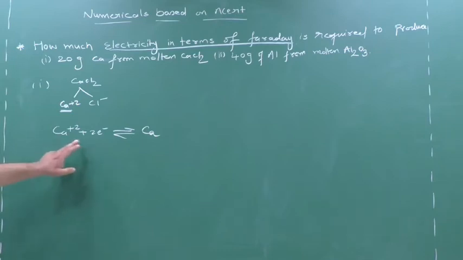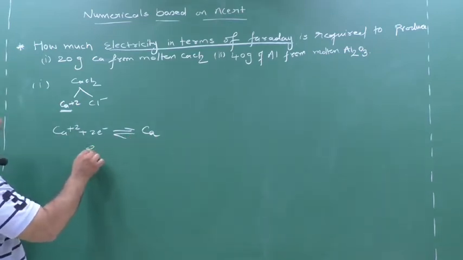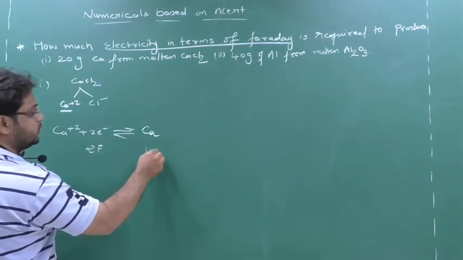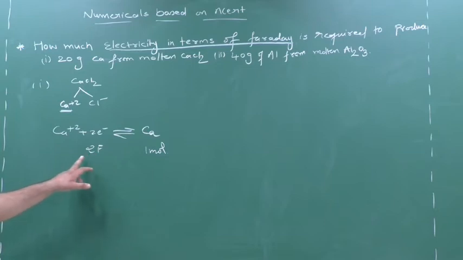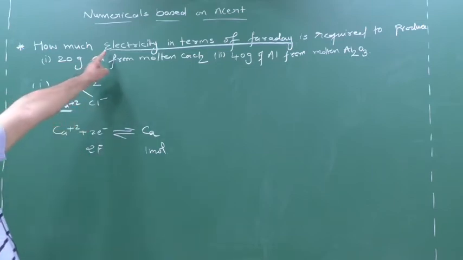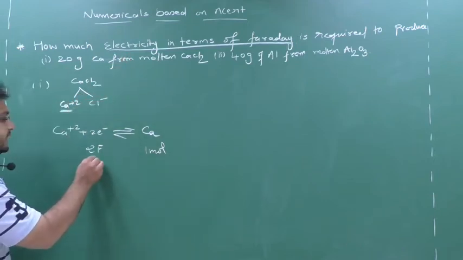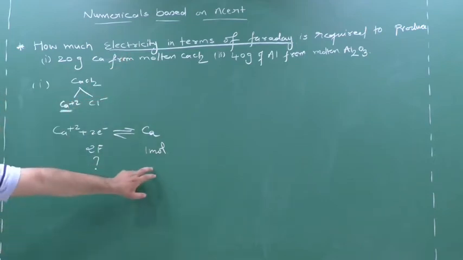So Ca plus 2 electron will give Ca. Now here 2 electron means 2 Faraday will give 1 mole. Yes or no? So on applying 2 Faraday I am getting 1 mole. And they ask you to calculate the electricity, so I have to calculate this. So what should I require here?